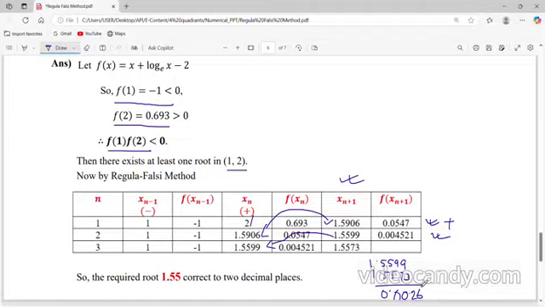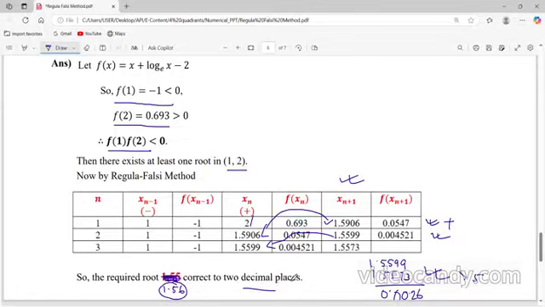What is the question here? 2 decimal places, so your last answer is this one. 2 decimal places means here we have to check up to 3 decimal places, so that is your 7. 7 means greater than 5, so your answer will be 1.56. You will cut this one because it is not the correct one. Your correct answer is 1.56. So this is correct up to 2 decimal places.